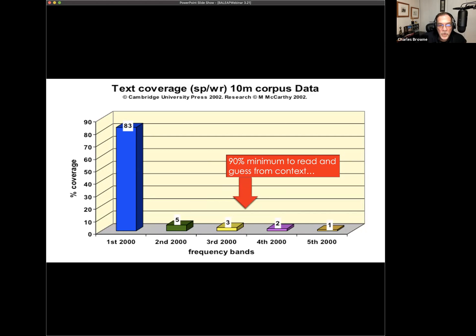If you learn the next 2,000 most frequent words, if you double your vocabulary size from 2,000 to 4,000, you get another 5%, and now you're up to 88%. And next 2,000, 3%, next 2,000, 2%, and 1%.